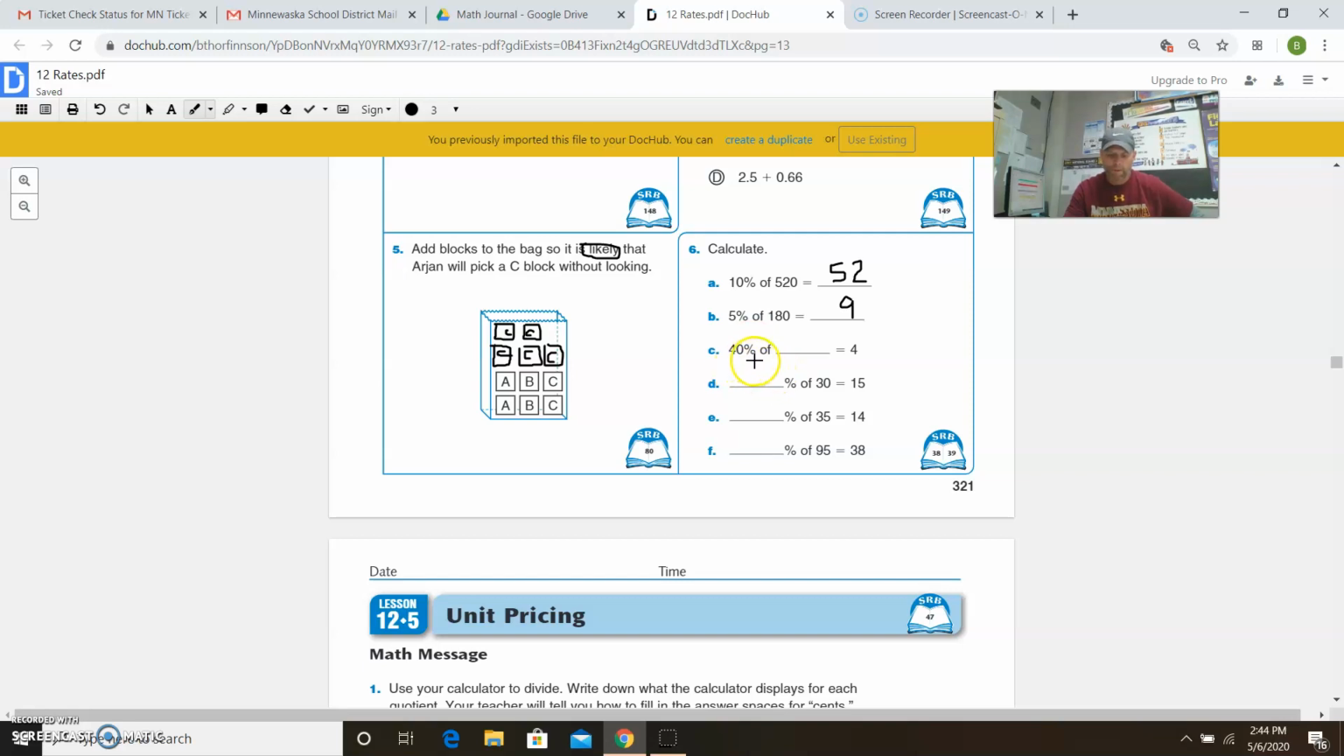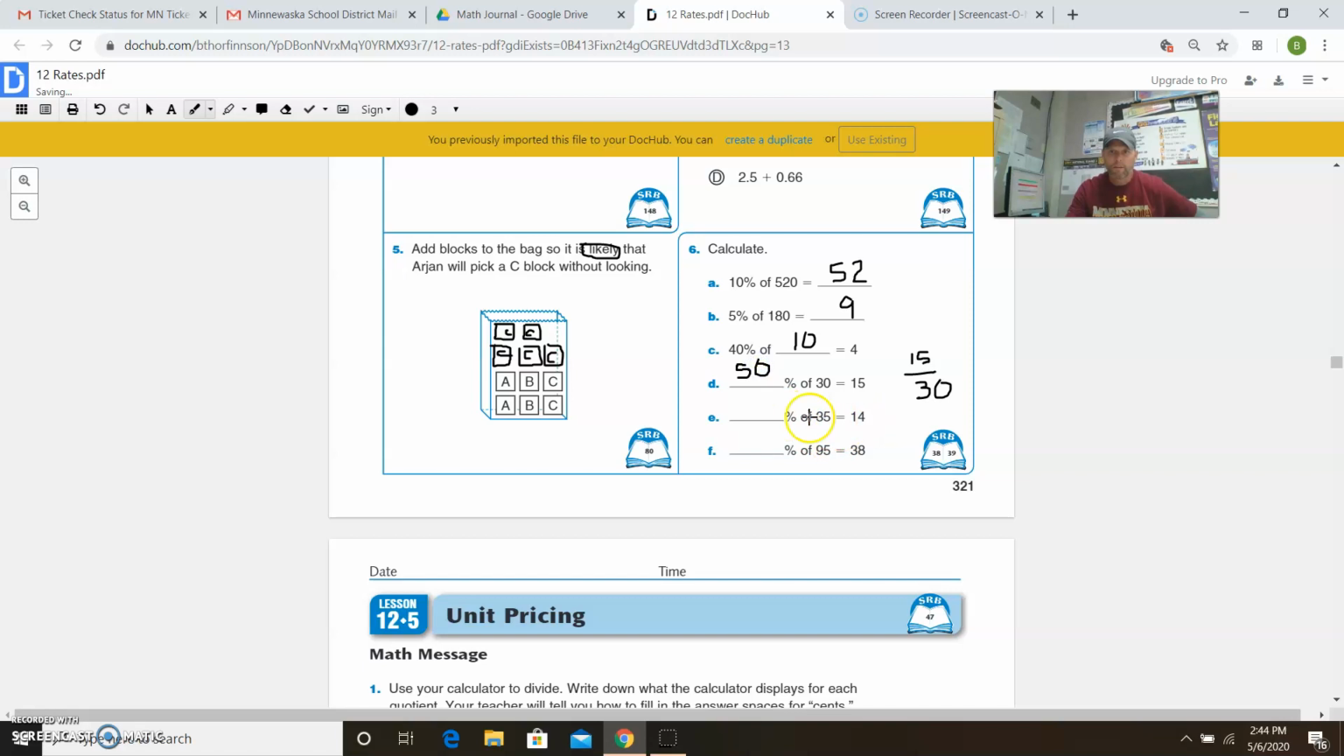40% of what number is 4? 4 is 40% of 10. For these down here, you turn them into a fraction, putting 15 over 30, and remember that's a division problem. If you take 15 and divide it by 30%, you're going to get 50. We know that 15 is half of 30 anyway.